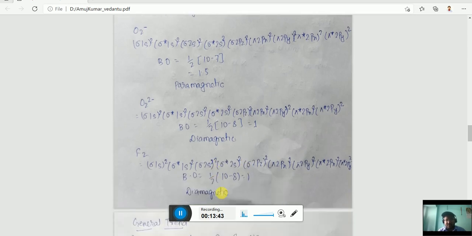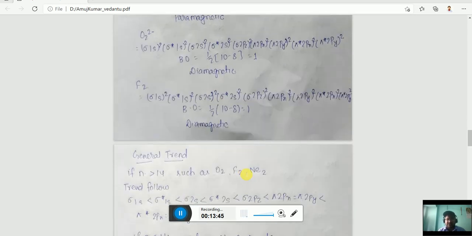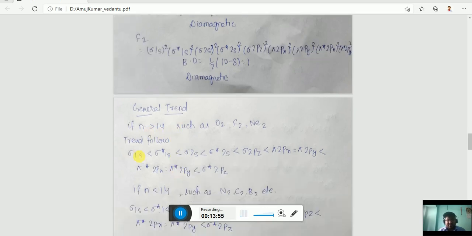In case of fluorine, this will be diamagnetic. You can use a similar formula. General trend for elements having number of electrons greater than 14: this trend will follow sigma 1s, then sigma star 1s, sigma 2s, sigma star 2s, sigma 2pz, pi 2px, pi 2py, which have the same energy levels. Pi star 2px, pi star 2py have the same energy level, then sigma star 2pz. This is called the normal order.